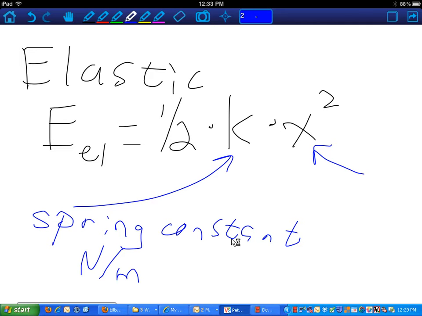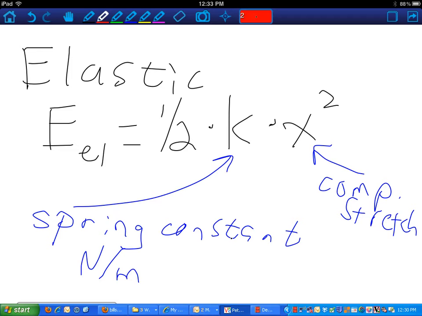Yeah, this is just how far it is compressed or stretched. So like a pinball machine, how far you pull back the little plunger to launch the pinball, you'll be storing elastic energy in the spring. Then it pushes the pinball forward, giving it kinetic energy, and then off it goes through everything else.